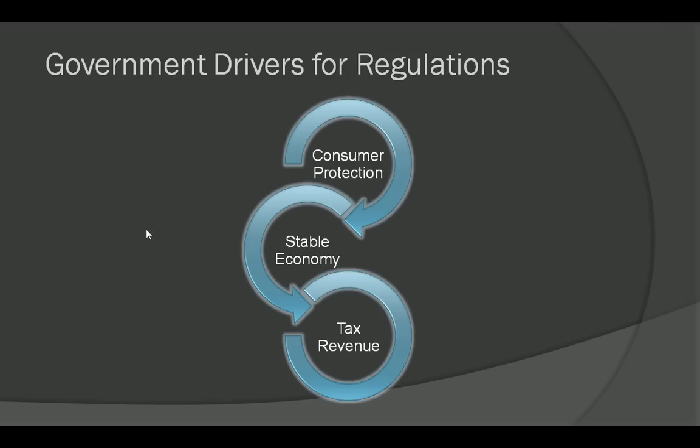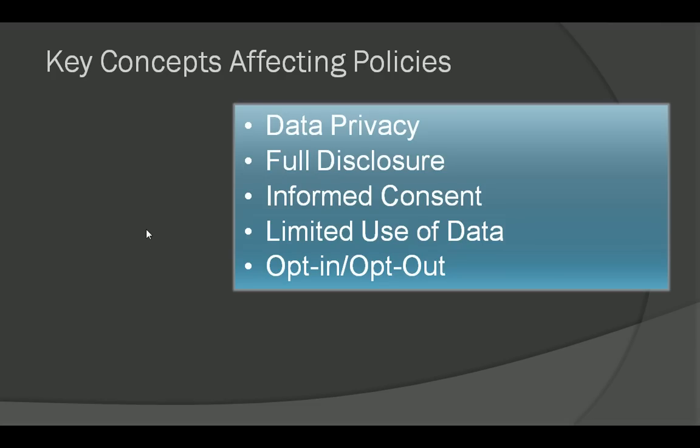And I'm going to talk more about those regulations specifically, what regulations we might see in information technology. So some key concepts affecting policies: there's data privacy, full disclosure. In other words, when somebody collects your personal information, they have to disclose how they're going to use it. You have to be able to tell a company whether or not they're allowed to use that information, what they're allowed to do with that information. You should be able to opt out of them sharing that information with third parties.